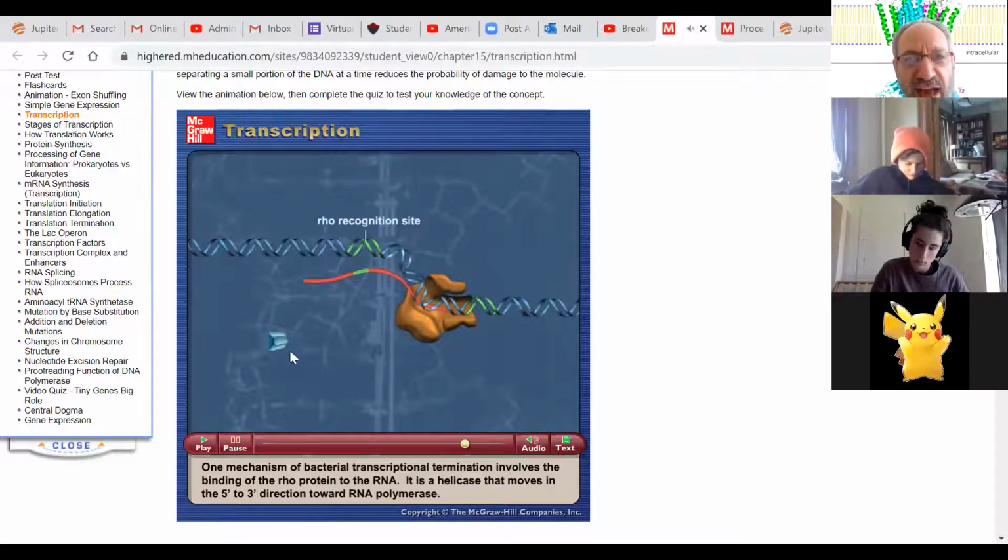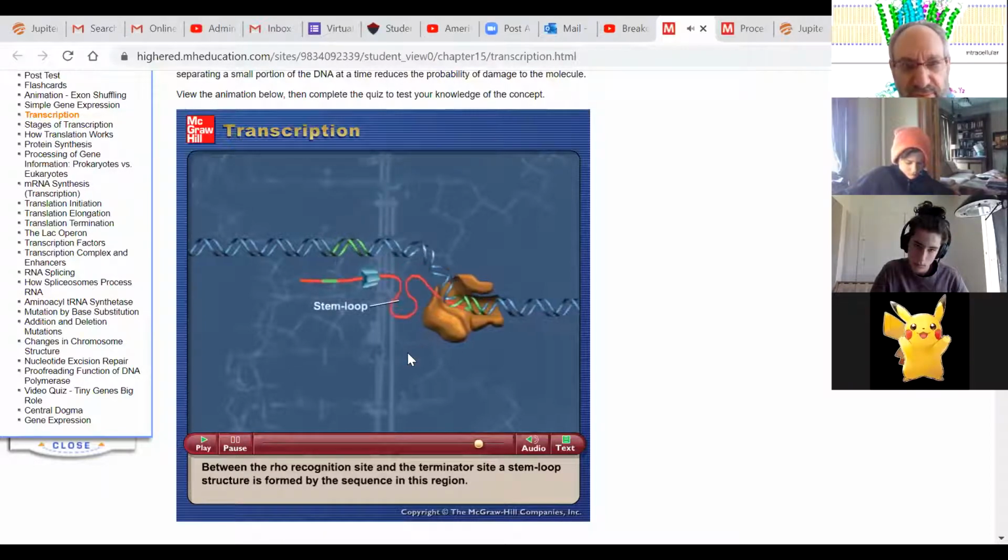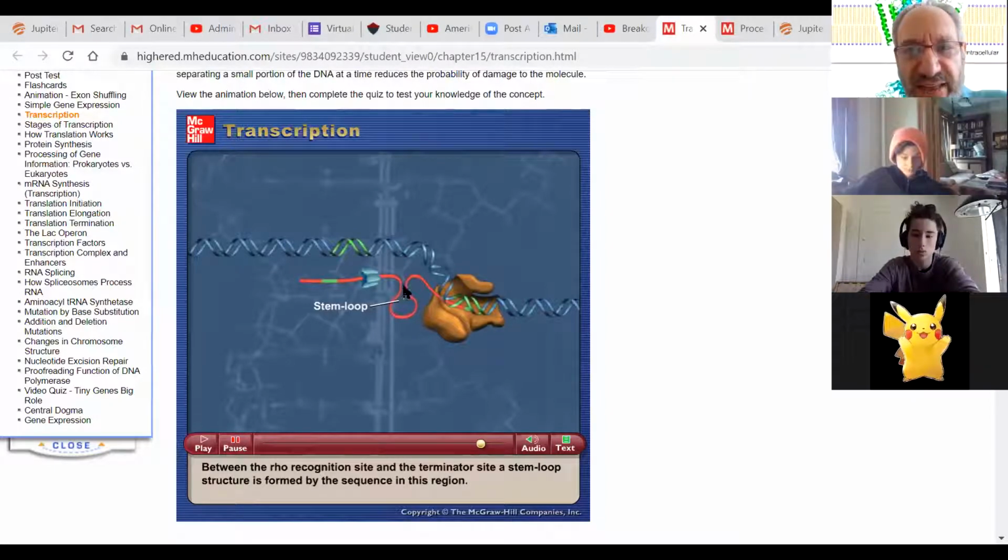So it slides up onto the RNA, it goes around. Between the Rho recognition site and the terminator site, a stem loop structure is formed by the sequence in this region. Now, what happens is, once you get beyond this point here, you get what's called a stem loop structure. And we saw that before, right? And the reason you're able to form a stable stem loop structure is, what type of bonds are here between the nucleotides in the RNA molecule? What type of bonds are these?